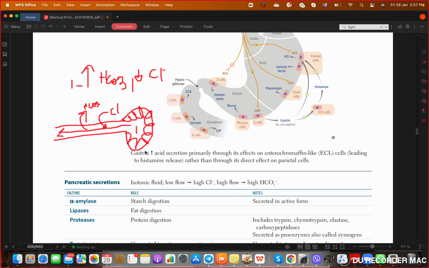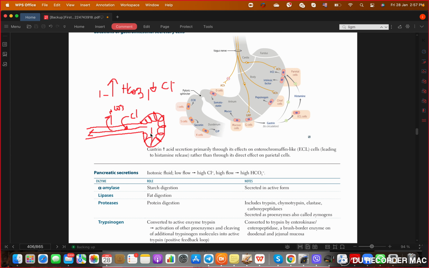So look what they write. It's an isotonic fluid. When you have a low flow state, you are going to have high chloride. When you have a high flow state, you are going to have high bicarbonate. Make sense? So it's low flow rate, high chloride; high flow rate, high bicarbonate.